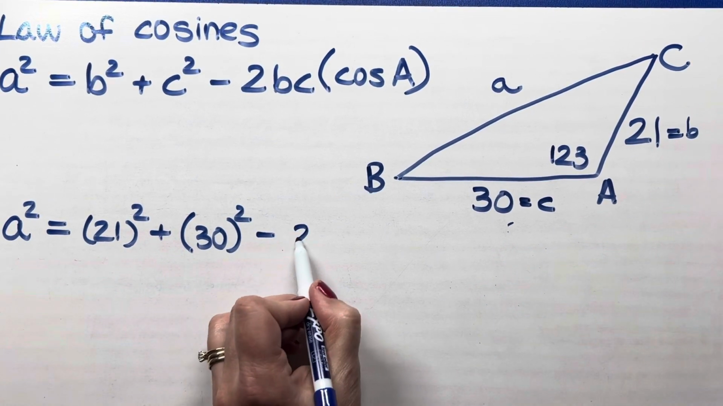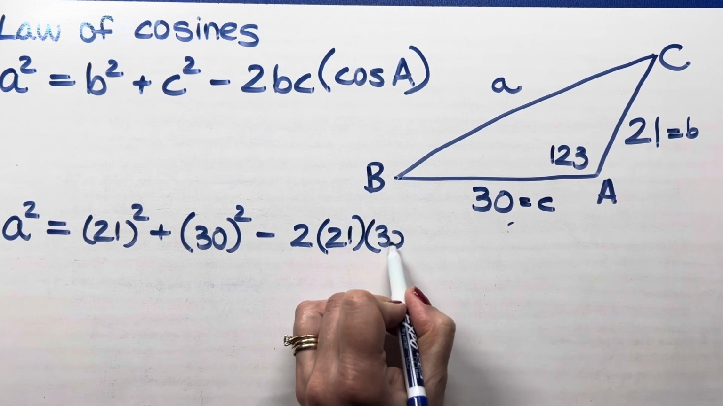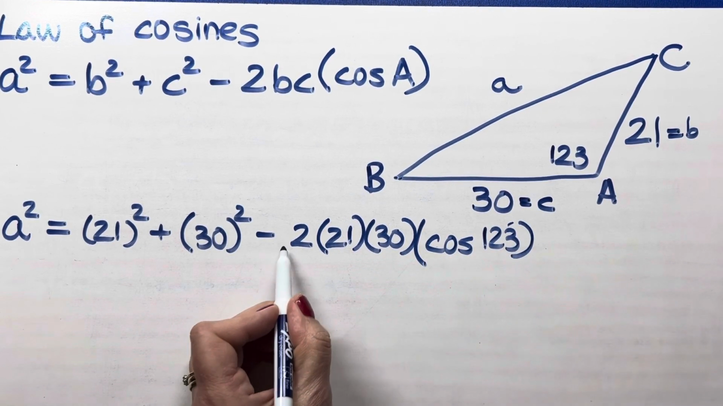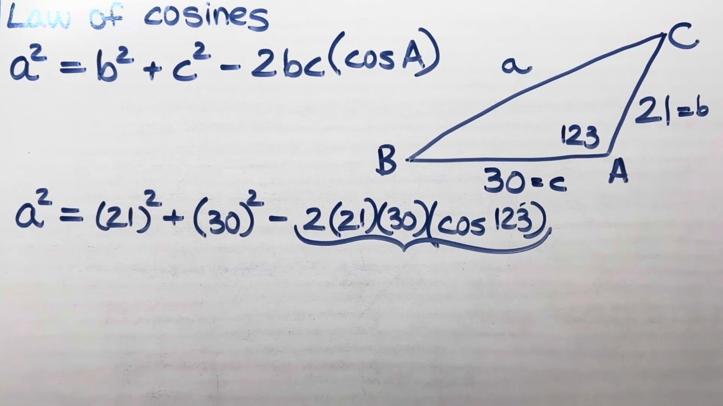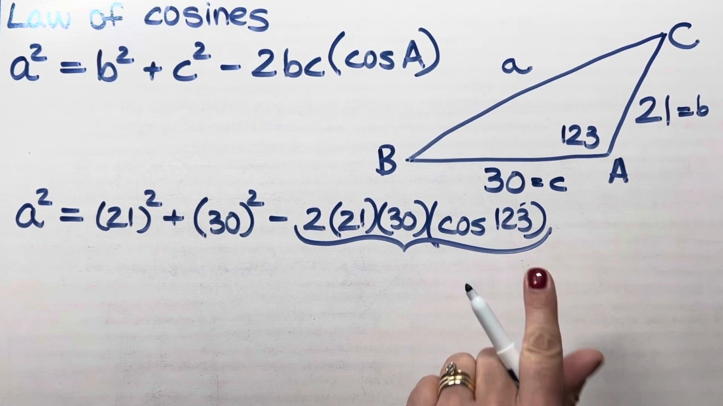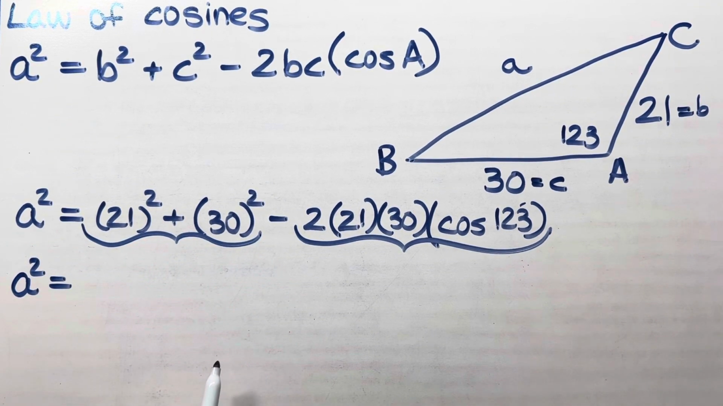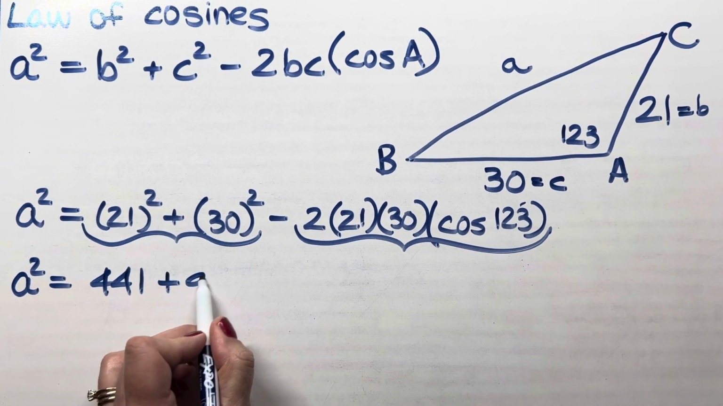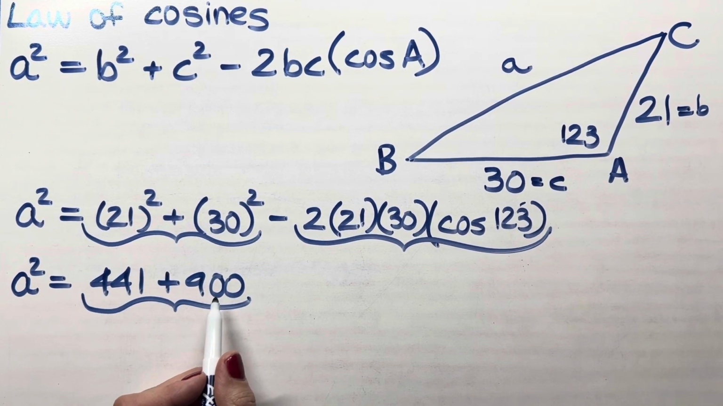Then I have minus. All this is multiplied together. 2 times 21 times 30. And now the cosine of 123. This is all one term because I have many factors being multiplied together. So I tend to bunch this together so that I don't make an order of operations mistake. The other thing I do is I bunch these together, I square them and add them together. So if we separately, I'm going to show this step right here. This is the 441 from 21 squared, 30 squared is 900.